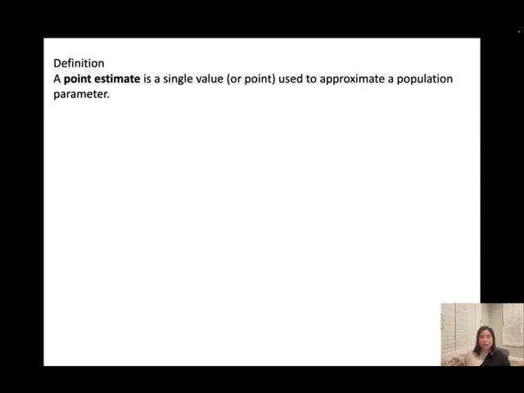Definition: a point estimate is a single value used to approximate a population parameter. So the point estimate can be the sample mean. We use the sample mean to approximate the population mean. Or it can be the sample proportion. We use the sample proportion to approximate the population proportion.